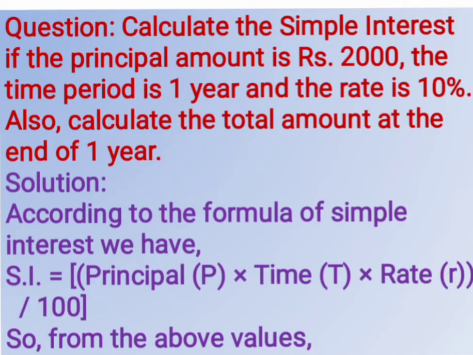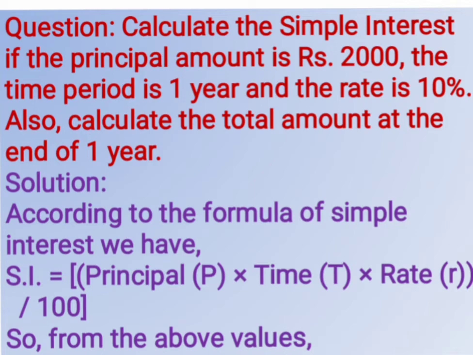Let us see one example of how to calculate the simple interest. Calculate the simple interest if the principal amount is rupees 2000, the time period is given as 1 year, and the rate of interest is 10%. Let us also calculate the total amount at the end of 1 year. So, according to the formula of simple interest, we have simple interest is equal to principal into time into rate upon 100. That is P into R into T upon 100.